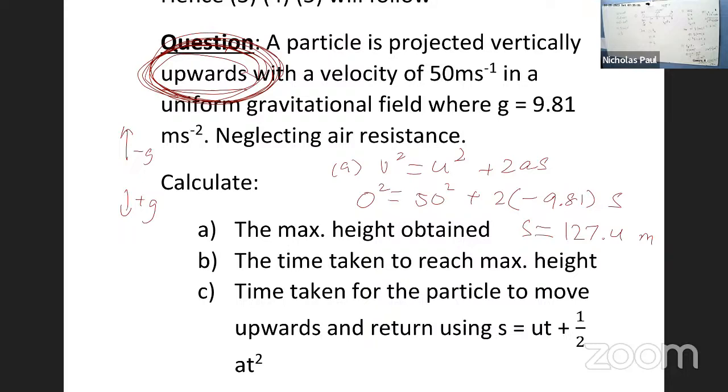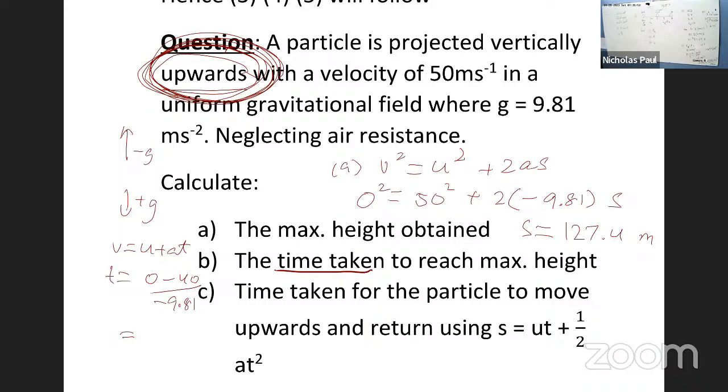Time taken to reach maximum height. What is the equation you're going to use? You can think about it. So the time to reach maximum height, as I said, we can use v is equal to u plus at. Final velocity is 0, initial is 40, gravity is minus 9.81. Yeah, they told you what to use.